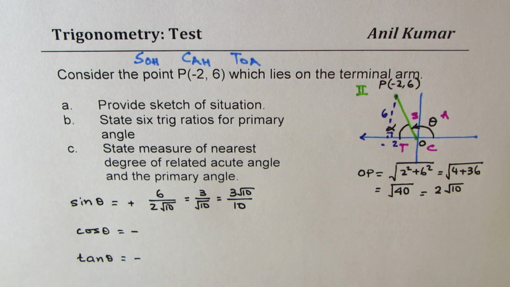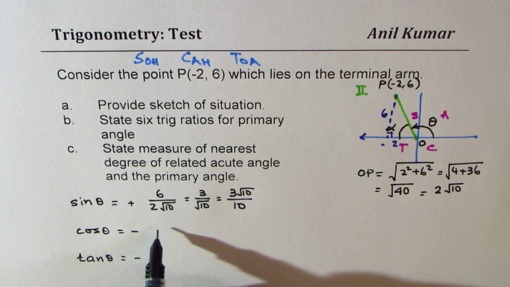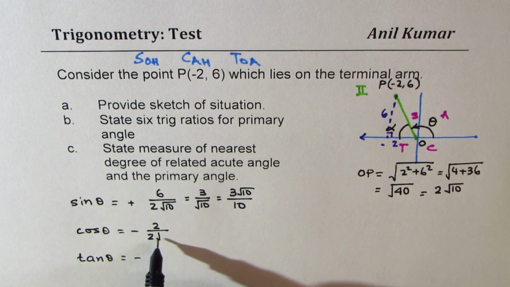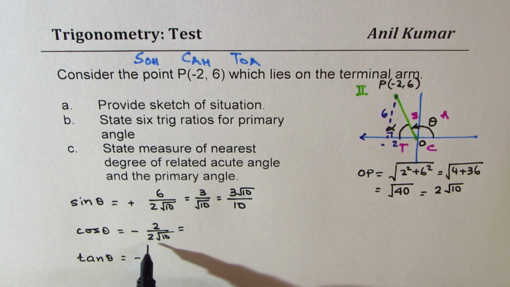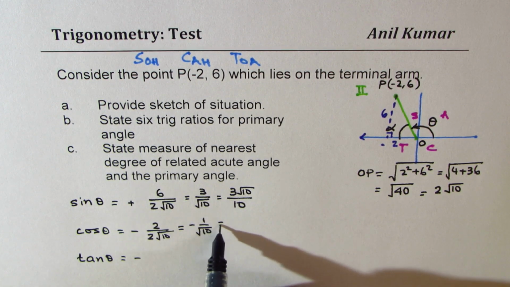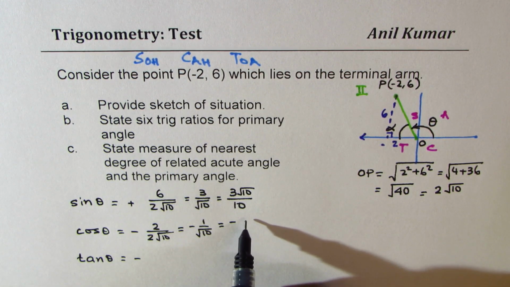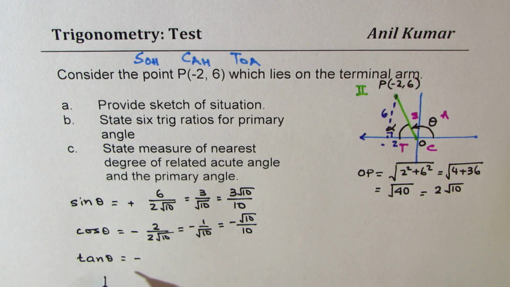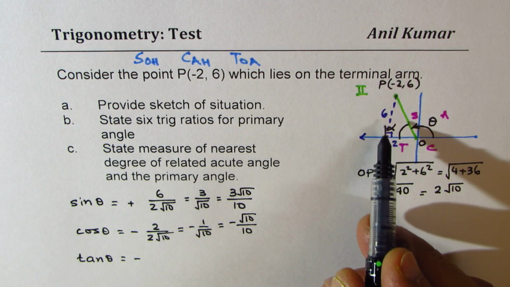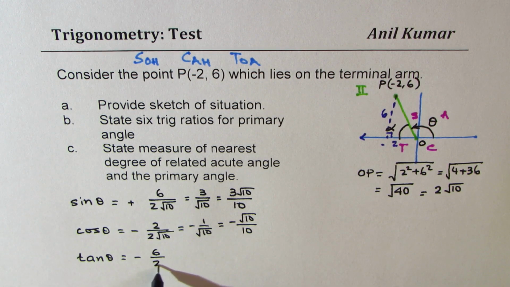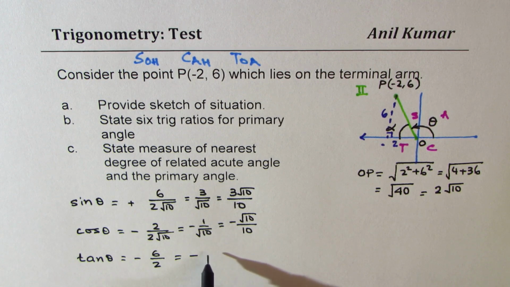For cosine, adjacent side is 2 units, negative 2. So negative I have already written. So it is 2 over 2 square root 10, which is minus 1 over square root 10, or can be written as negative square root 10 over 10. For tan theta, it is 6 over negative 2, which is minus 3.